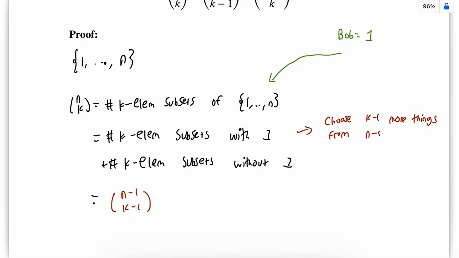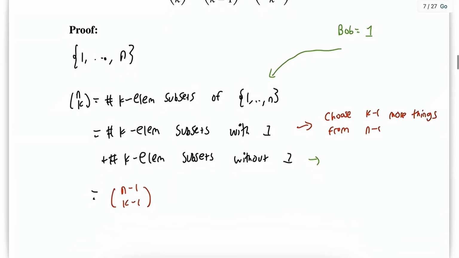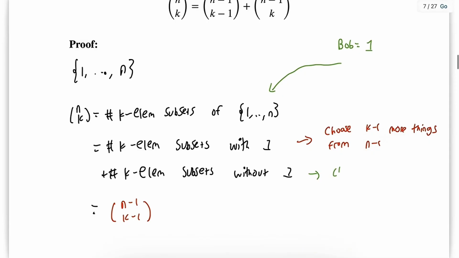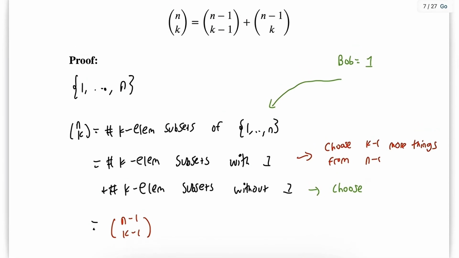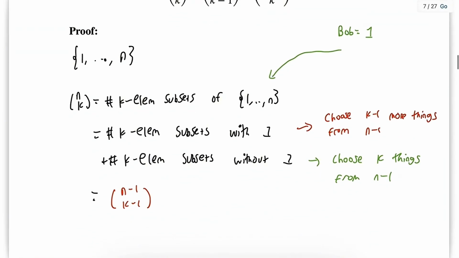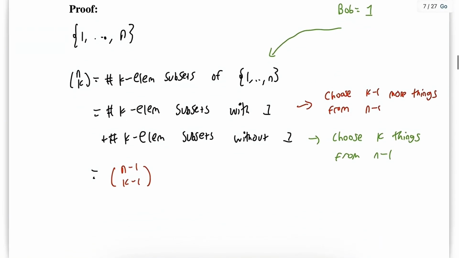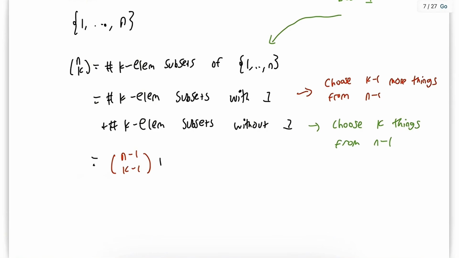Let's look at the second one here. The number of k element subsets without 1. Well, here we still have to choose all k things, right? We haven't chosen anything yet. But again, it's from n minus 1 things, because we can't include 1. Poor Bob, poor number 1, is left out. So the number of ways to choose k things from n minus 1 things is just n minus 1 choose k.